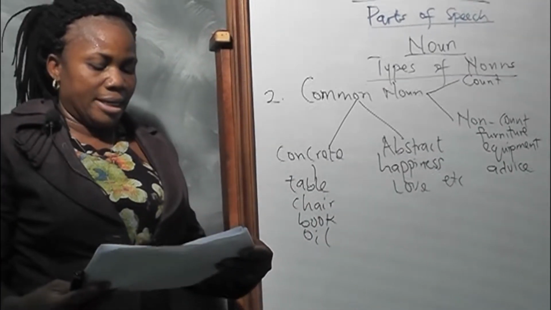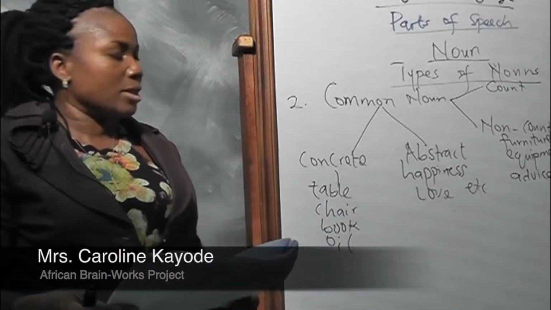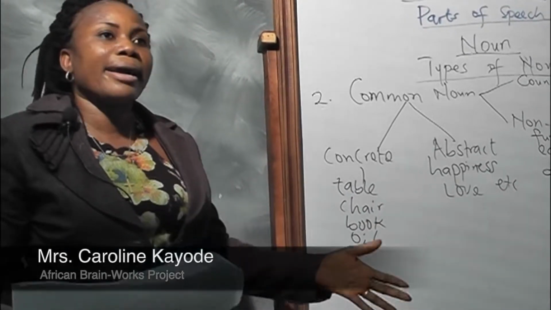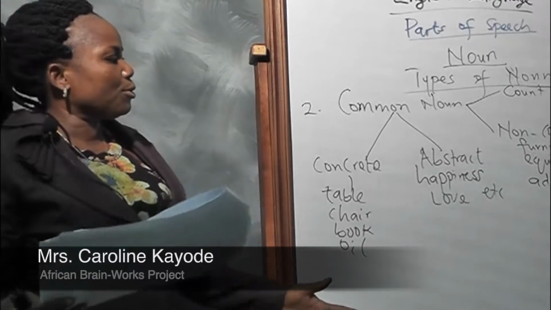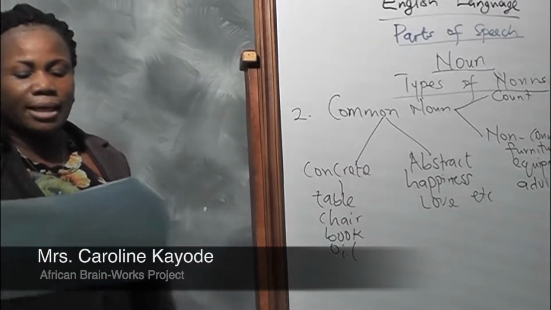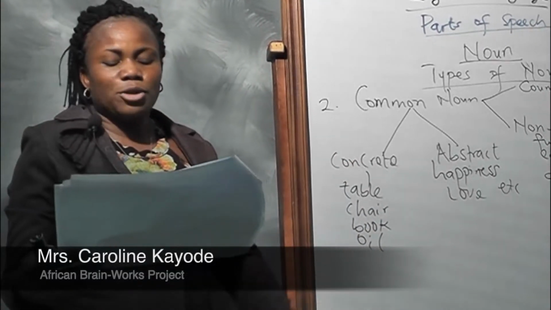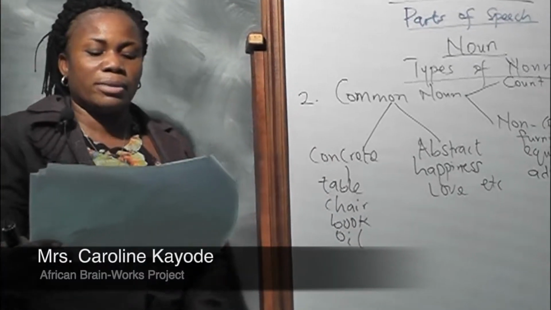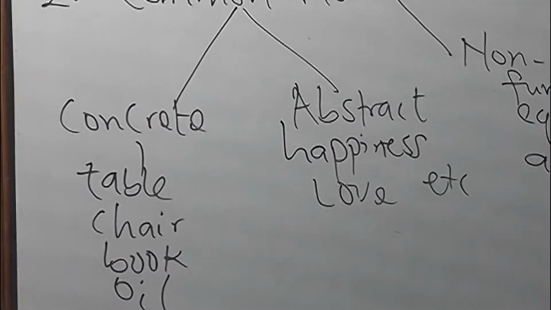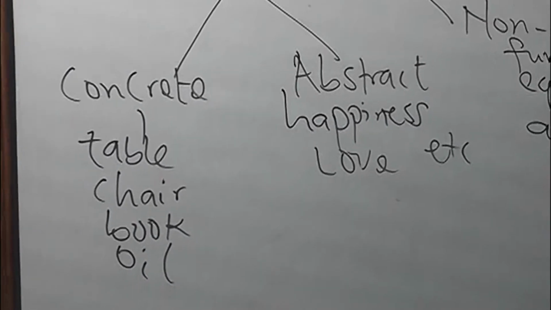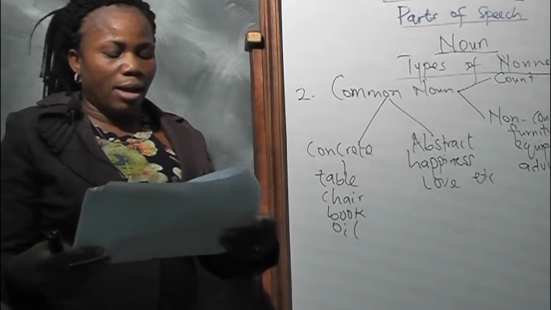So we have the abstract and the concrete, like I've explained: freedom, anger, hunger, love, information, and so on fall under the abstract category. Then the concrete, you can see them, you can touch them, but they are still not count: water, oil, bread, sound, blood, and so on. We can see them, we can touch them, but we cannot count them.